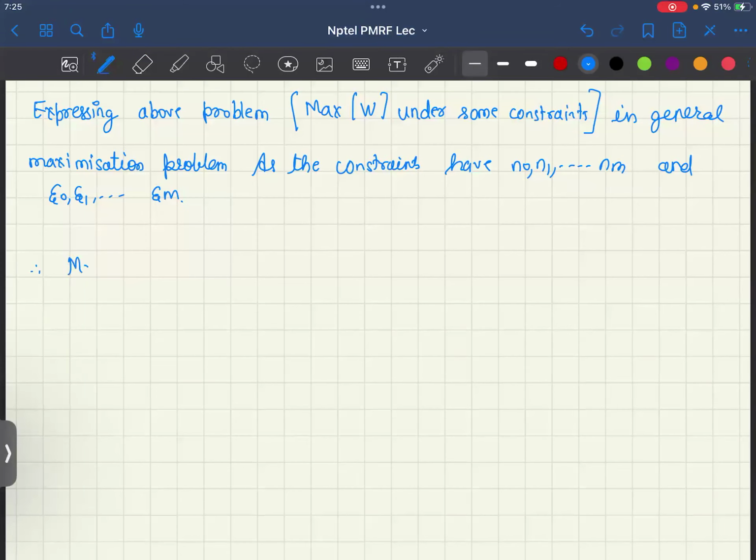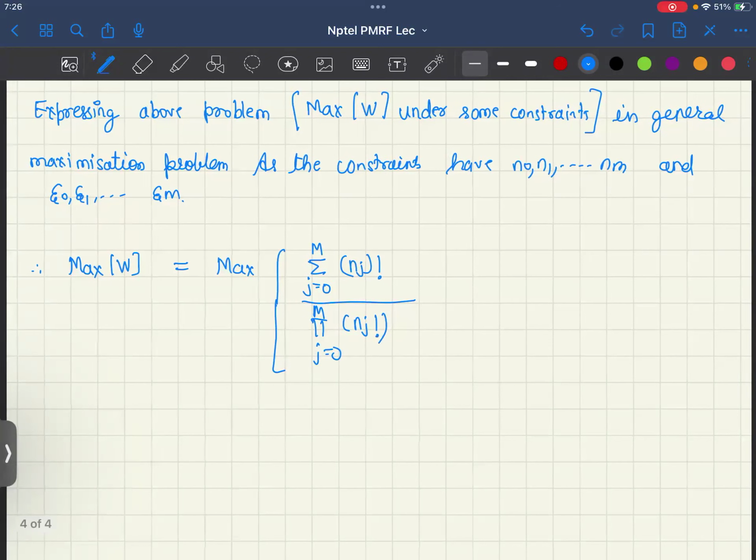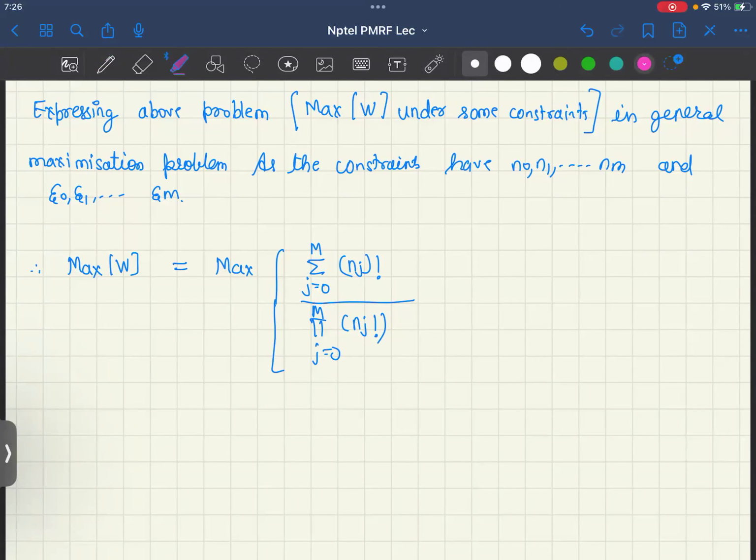Therefore, maximize W is nothing but maximization of the summation j equals 0 to m of nj factorial divided by the product of j equals 0 to m of nj factorial. Remember here the factorial is outside, whereas here the factorial is inside.